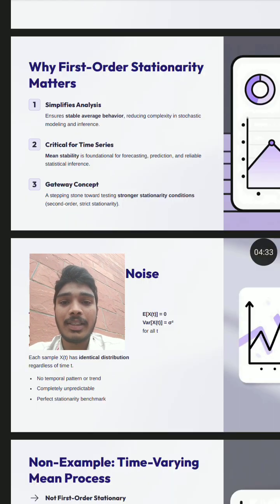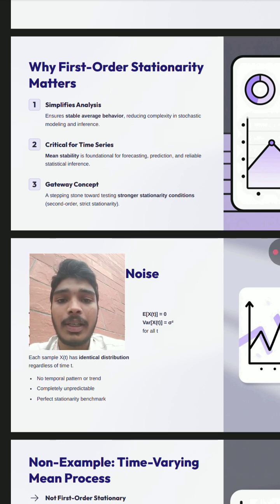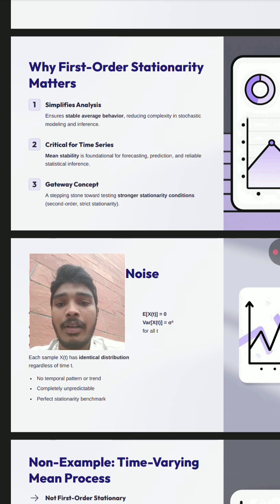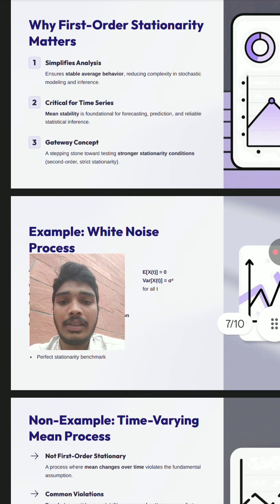Why does first order stationarity matter? Number 1, it simplifies analysis and ensures stable average behavior, reducing complexity in stochastic modeling and inference. Number 2, it is critical for time series: mean stability is foundational for forecasting, prediction, and reliable statistical inference. Number 3, gateway concept.